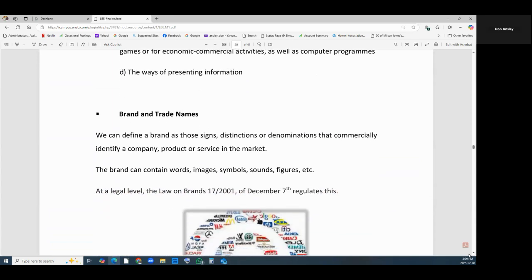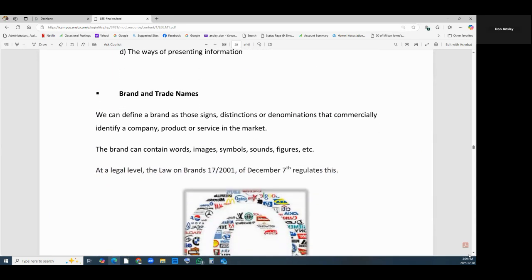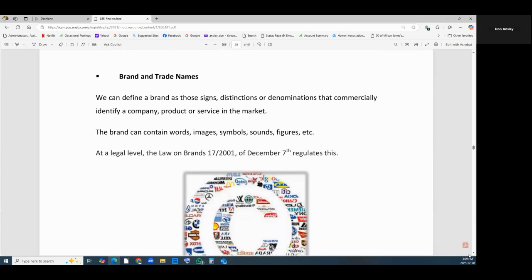Brand and trade names. We can define a brand as those signs, distinctions, and denominations that commercially identify a product, company, or service in the market. The brand can contain words, images, symbols, sounds, figures, etc. At the legal level, the law of brands regulates this.